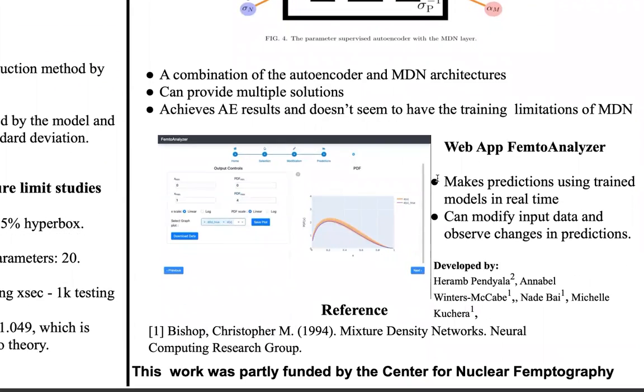This research should also be noted to have been used to create a web app, Femto Analyzer. This web app, Femto Analyzer, is a tool that makes predictions using the trained models that we have described above. In this way, researchers can modify input data and observe changes in predictions, and so they can figure out the types of experiments they want to hold or what kind of theoretical parameters different cross-sections could hold.